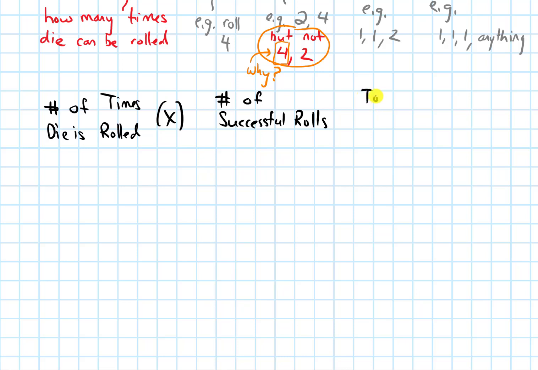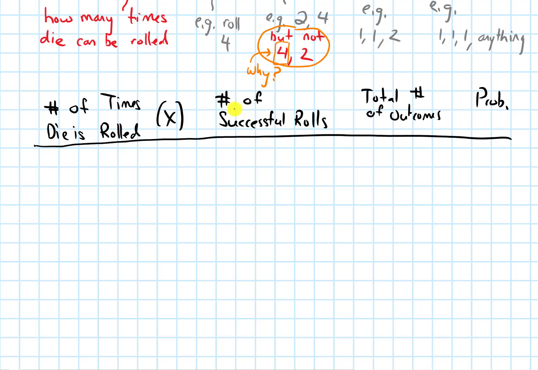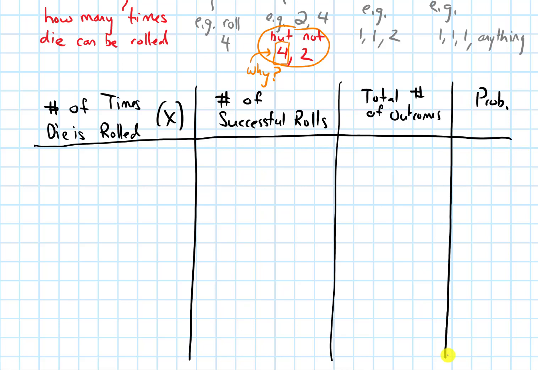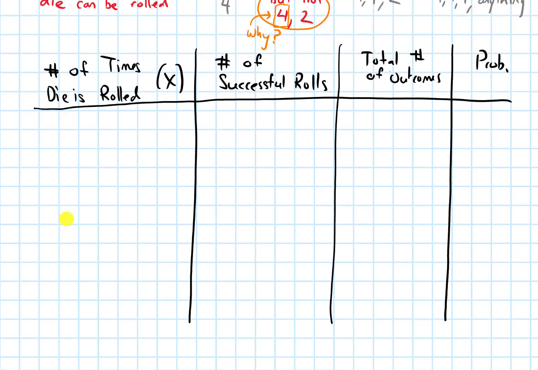And then I also will need to keep track of the total number of outcomes that I can have if I roll the die that many times. And then finally, I'll be able to write down the probability, because the probability is going to be the number of successful rolls divided by the total number of outcomes. We'll get this started, and after we do a few, we'll start to get the hang of this. One important thing I want to point out is, for the number of times the die is rolled, we know now that the die can be rolled once, it can be rolled twice. I'll eventually write a 3 and a 4.